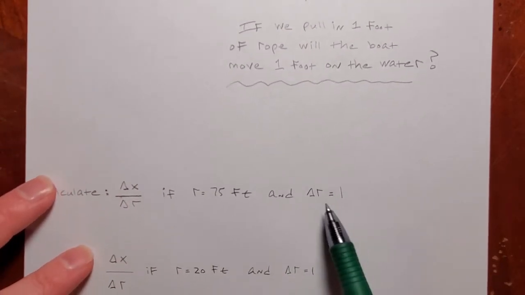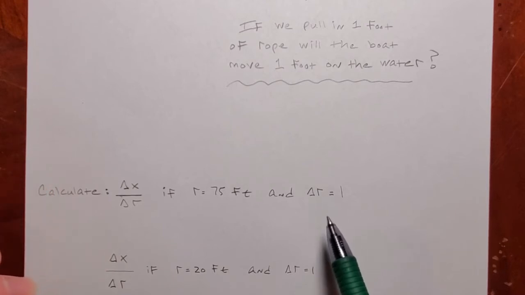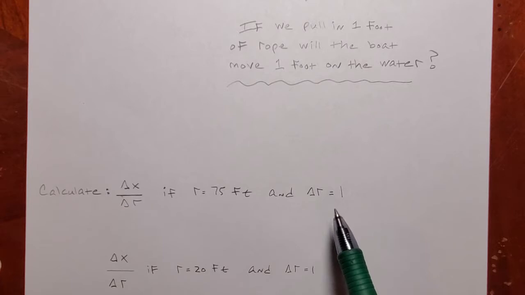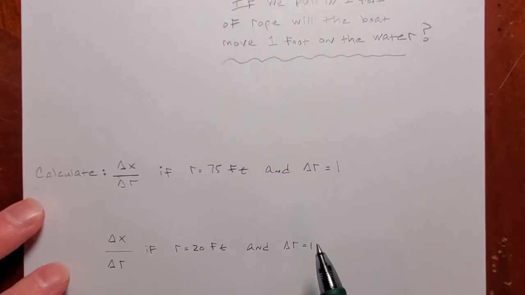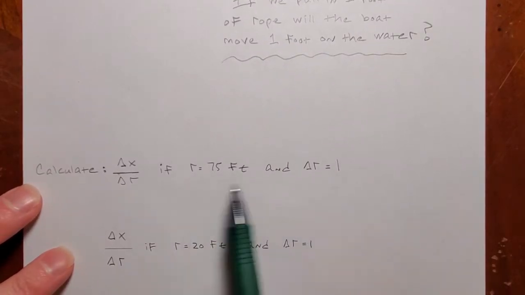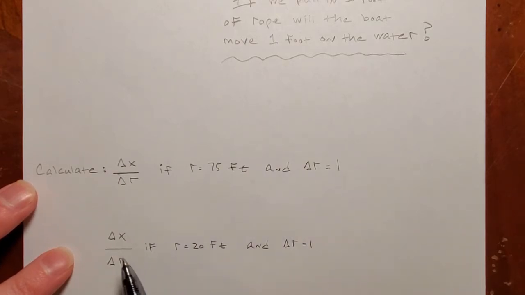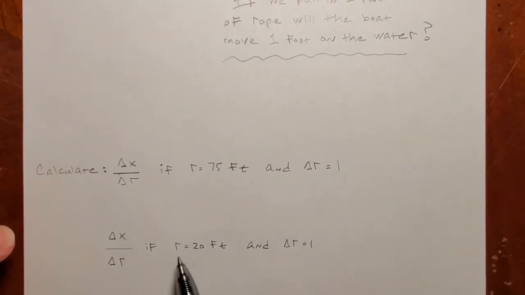And technically, if delta r is positive, we'll add to it. But whether we add or subtract, we'll get to explore it either way. Okay? All right. So we'll do that one. And then I want to do this other one. What's delta x over delta r if r is 20 feet and delta r is 1?